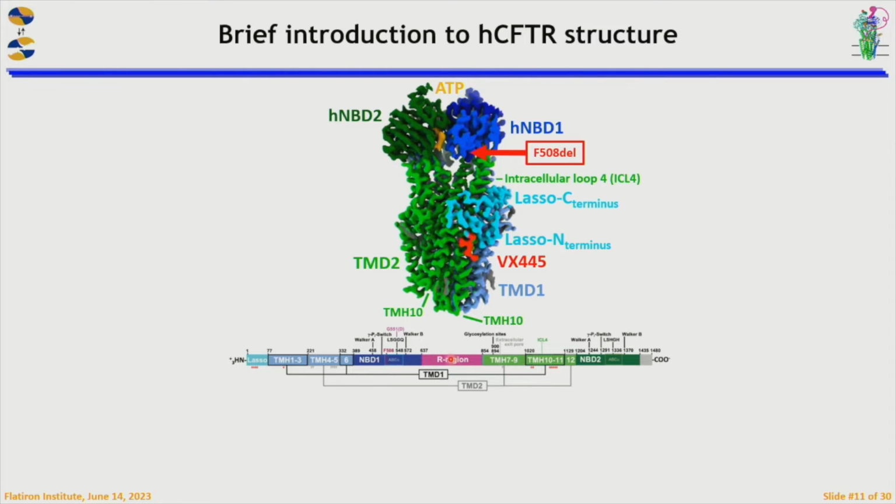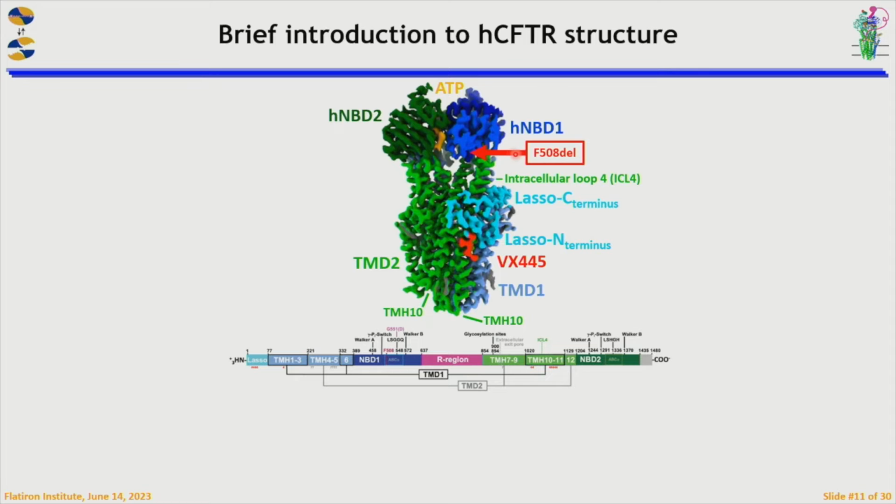The R region, of course, is disordered. It is present in all our structures, but we generally don't see it, only little snippets of it here. I can tell you about that after the talk if anyone's interested. At the N-terminus, there's a unique feature of CFTR called the lasso, and the lasso is totally important. I'm going to tell you a lot about that.